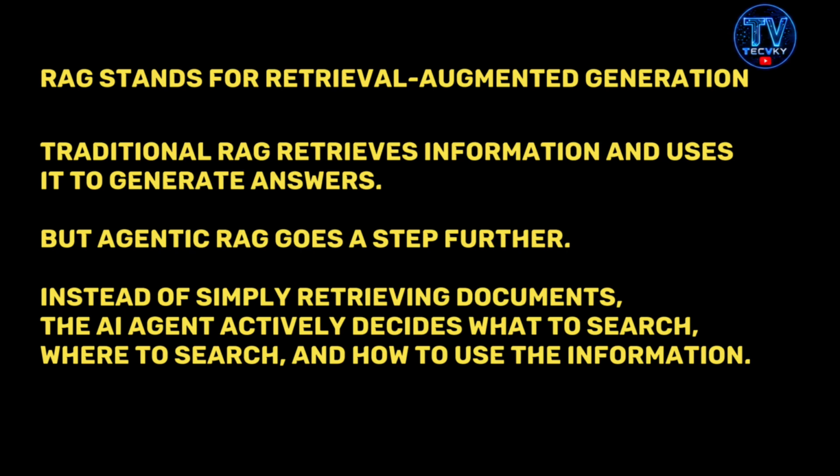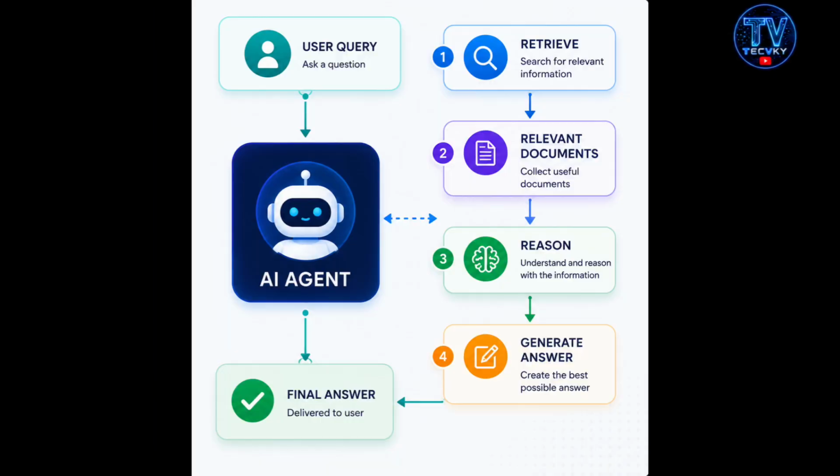So everything starts with a user question. The user asks something that requires up-to-date or specialized knowledge. For example, what are the latest AI regulations affecting financial institutions? So this is what the user is asking. Now the AI agent acts as the decision maker. Instead of immediately answering, it first determines what information is needed and where it can be found.